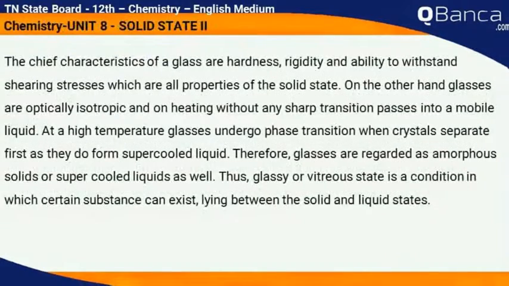The chief characteristics of glass are hardness, rigidity and ability to withstand shearing stresses, which are all properties of the solid state. On the other hand, glasses are optically isotropic and on heating, without any sharp transition, pass into a mobile liquid. At a high temperature, glasses undergo phase transition when crystals separate first, as they do from supercooled liquid. Therefore, glasses are regarded as amorphous solids or supercooled liquids as well.